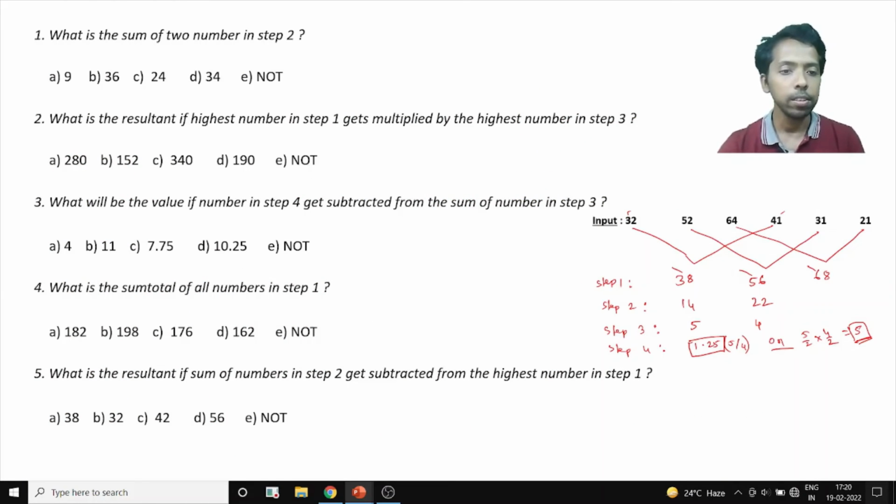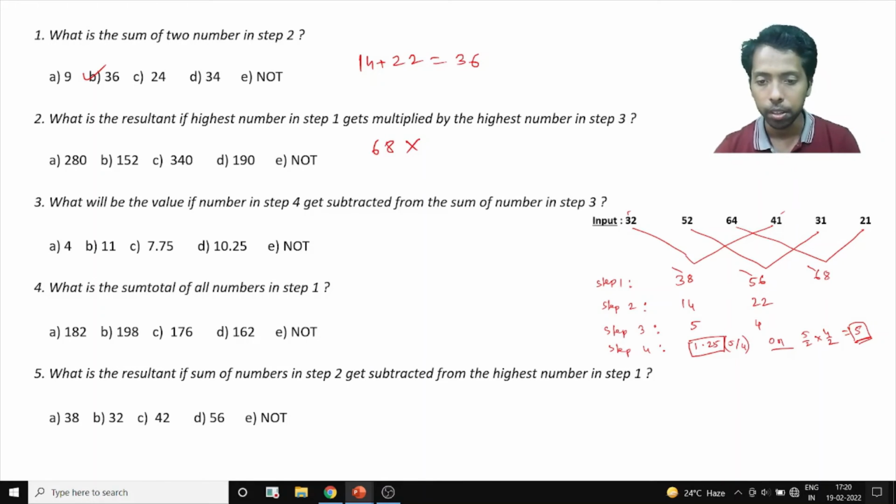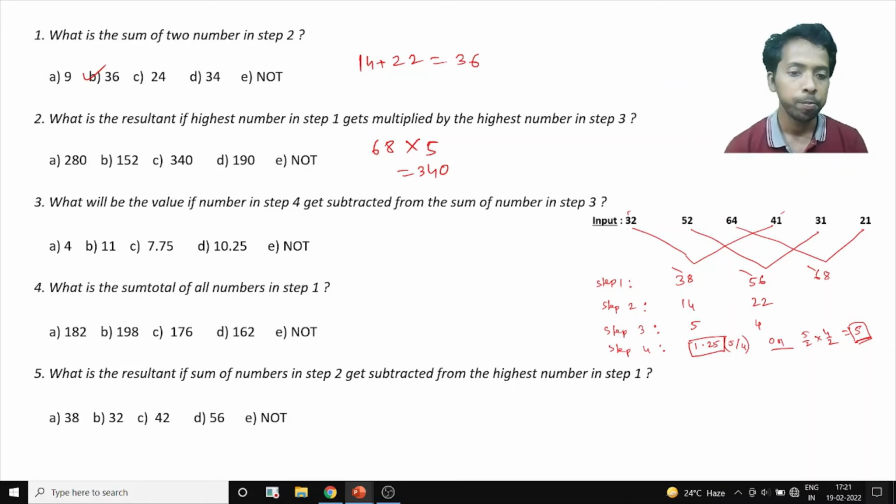Right. What is the sum of two numbers in step 2? In step 2, 14 and 22. 14 and 22. This is 36. Option B. What is the resultant if the highest number in step 1, that is 68, gets multiplied by the highest number in step 3, that is 5? So this is 340. While I am reading the question, I am also able to solve the question as well. Okay. So this kind of knack you have to develop. Only practice more number of questions, this would automatically be developed. Okay. So 340, that means option C.